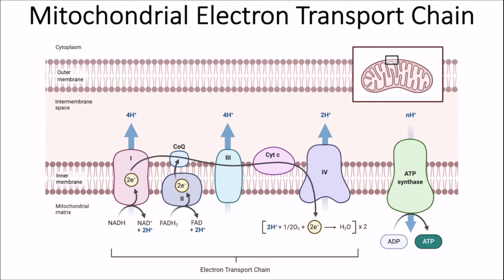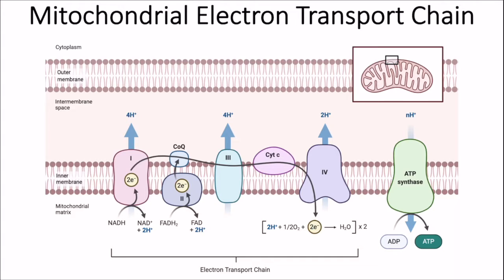My name is Andres Horta, and today we'll be talking about the mitochondrial electron transport chain. So the electron transport chain occurs in the mitochondria, specifically in the inner membrane. This is the final stage of cellular respiration.